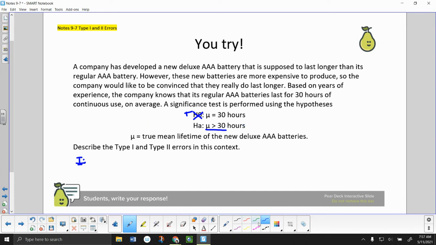And a type 2 error is when we fail to reject, but the alternative is true. So when we fail to reject, we conclude that we don't have enough evidence to conclude that the true mean lifetime of the new Deluxe AAA batteries is greater than 30 hours when it really is. So again, they should just be opposite statements.